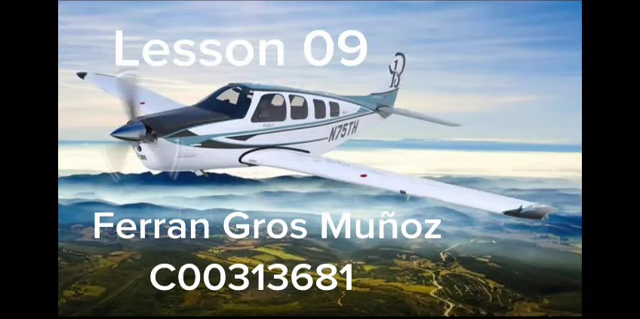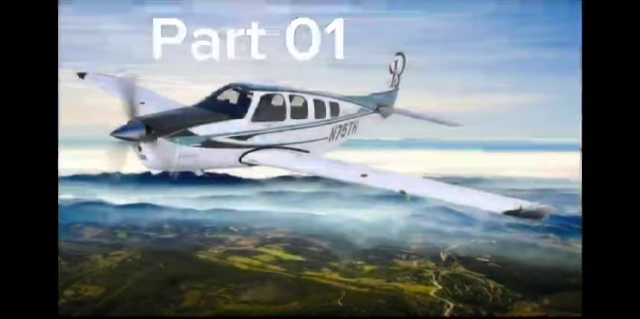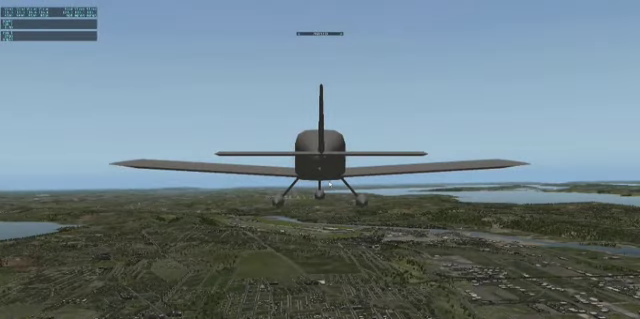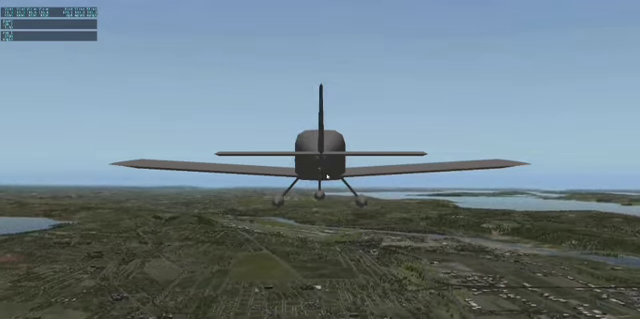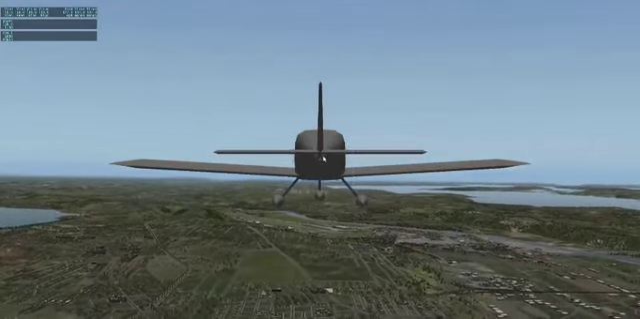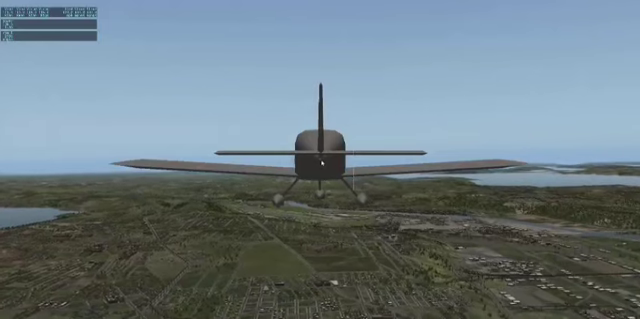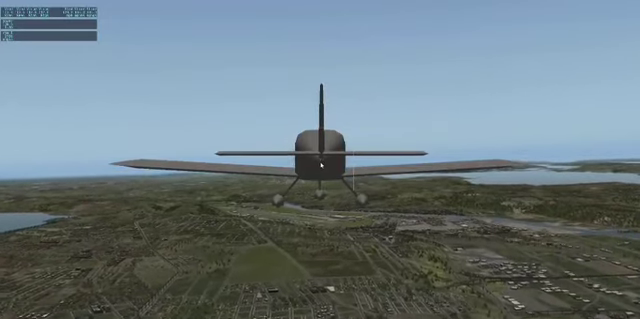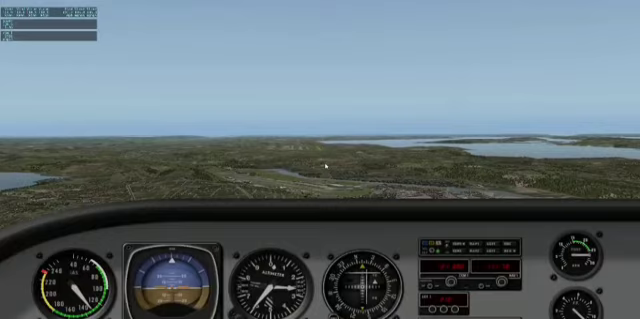So this is lesson 9. Part 1, we will be taking off with 150 horsepower. Well, flying with 150 horsepower. We're paused here at cruise altitude, and now we'll unpause the simulation and fly at a stable flight level and see how the aircraft behaves with 150 horsepower.